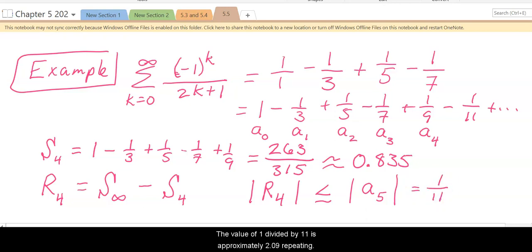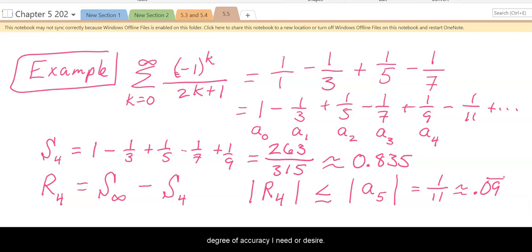The value of 1 divided by 11 is approximately 0.09 repeating. That means that I can't be off by any more than that. If I want a more precise answer, I can use more terms for the approximation by taking a larger partial sum. In this way, I can get the approximation to whatever degree of accuracy I need or desire. Again, the remainder is given by the value of the next term that was not included in that partial sum, in this case, the negative 1 over 11.